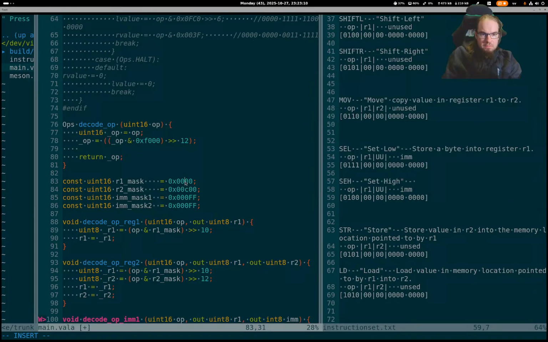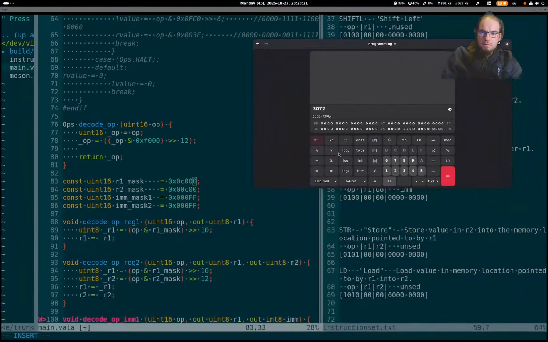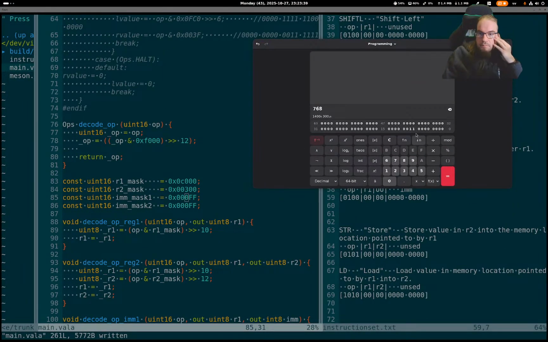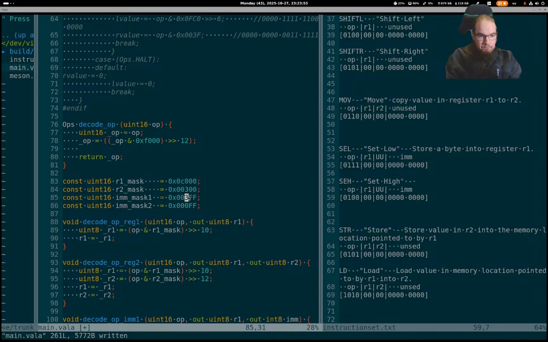First, that's C. C, and those two. 3, 3, and then we have this mask, which is 3ff. And then ff. No, 3ff and ff.